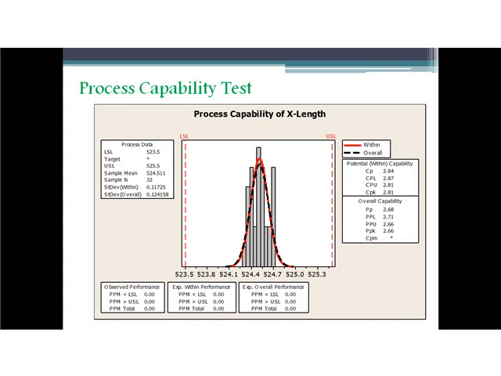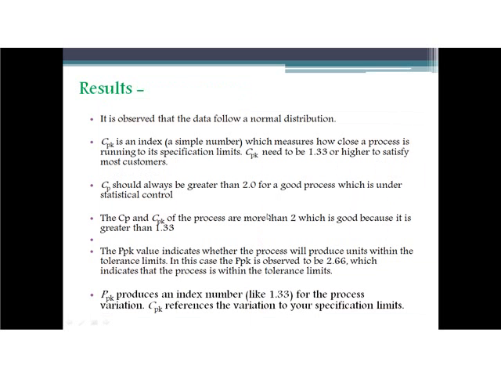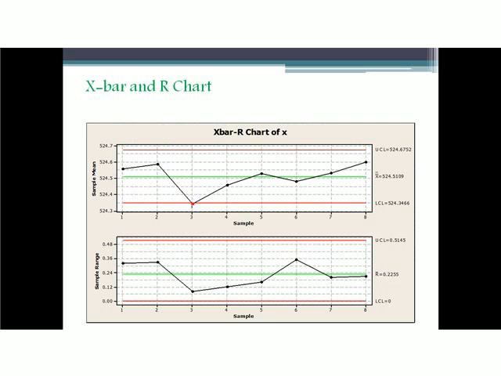And here we analyze based on the histogram of the graph, and it follows a normal distribution. And the CP and CPK values are greater than 2, which is good because they should be greater than 1.33, and the PPK value produces an index number for the process variation. So the CPK references the variations to your specification limits.